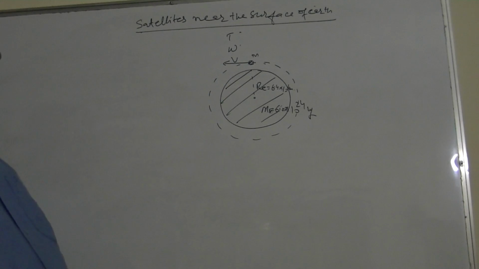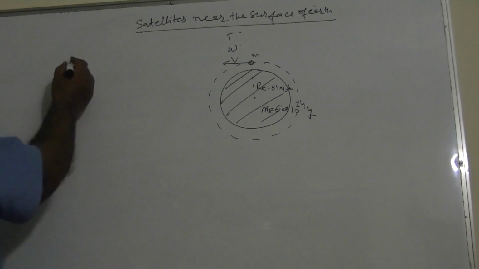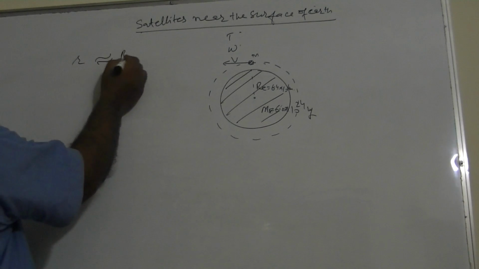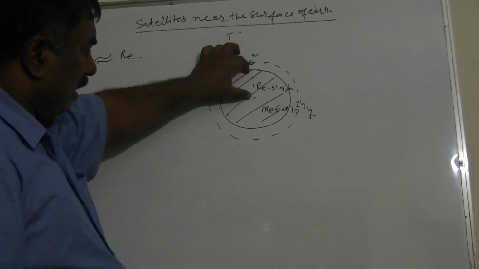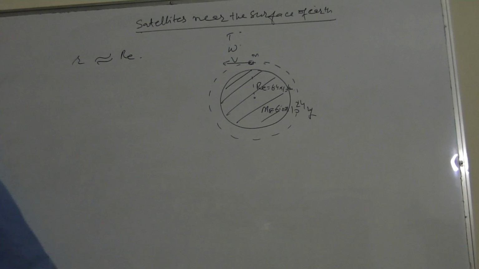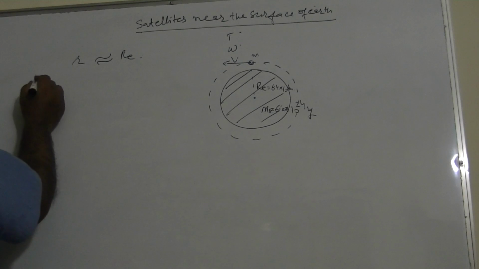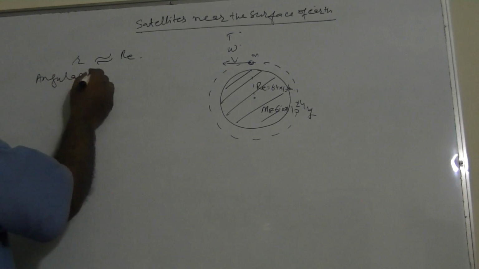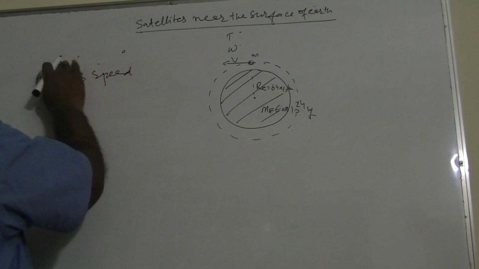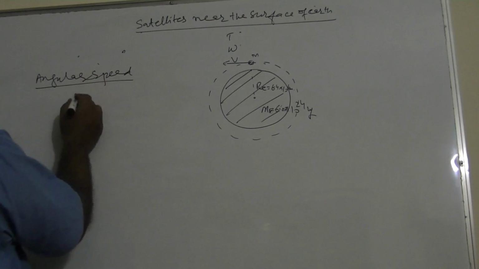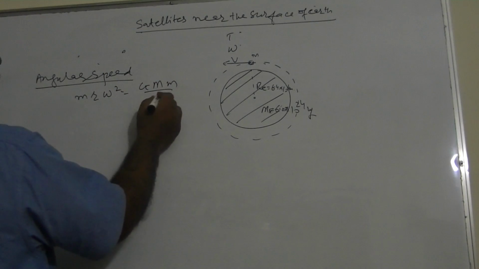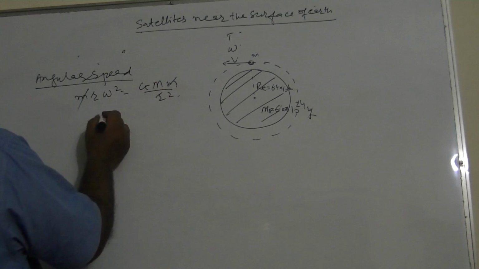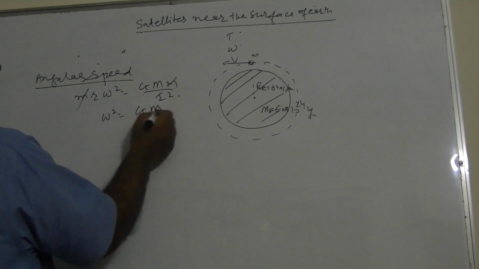So let us see. Here we will take the orbital radius r, which is almost equal to the radius of the Earth, for obvious reasons, because this distance is very small as compared to the very huge distance of 6,400 kilometers. Let us see first how I calculate the angular speed. Angular speed is calculated using the Golden equation of satellite. The Golden equation says m r omega square is equal to G M m upon r square. m is cancelled with m, omega square coming out to be GM upon r cube.